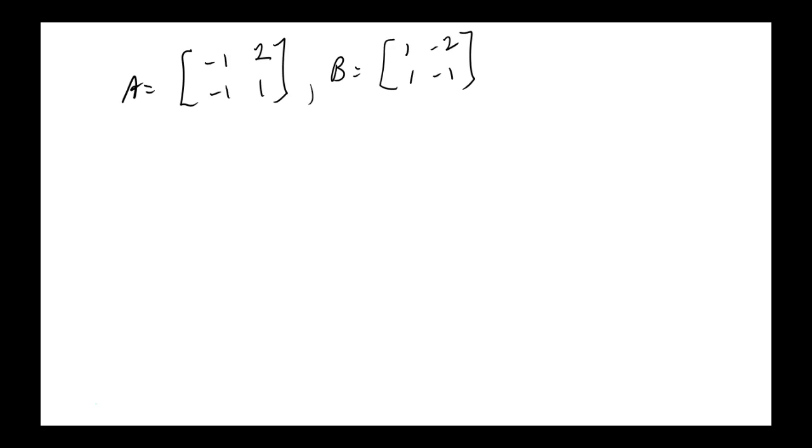What would be a good way to do it? Multiply them together and see what you get. So let's do AB. Of course, that'll be a 2 by 2. And what do we get?